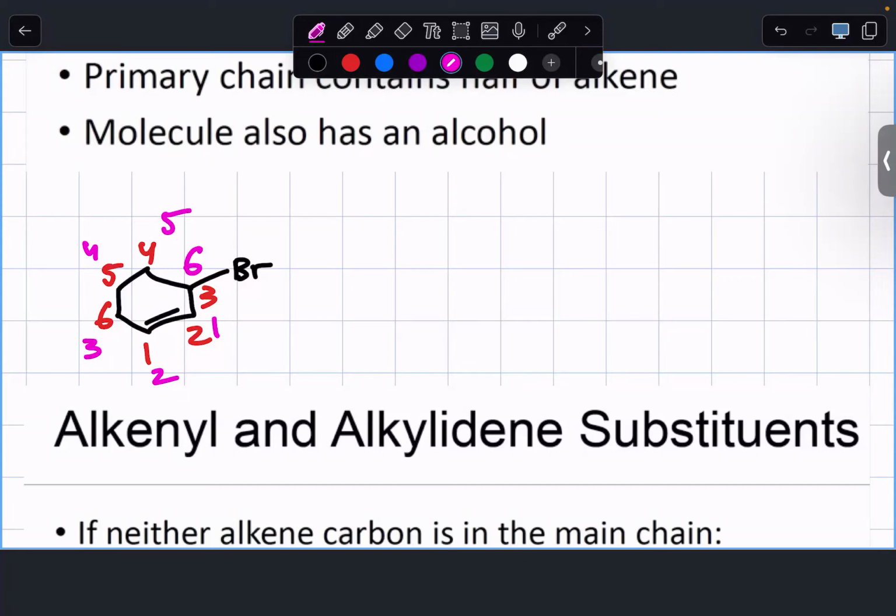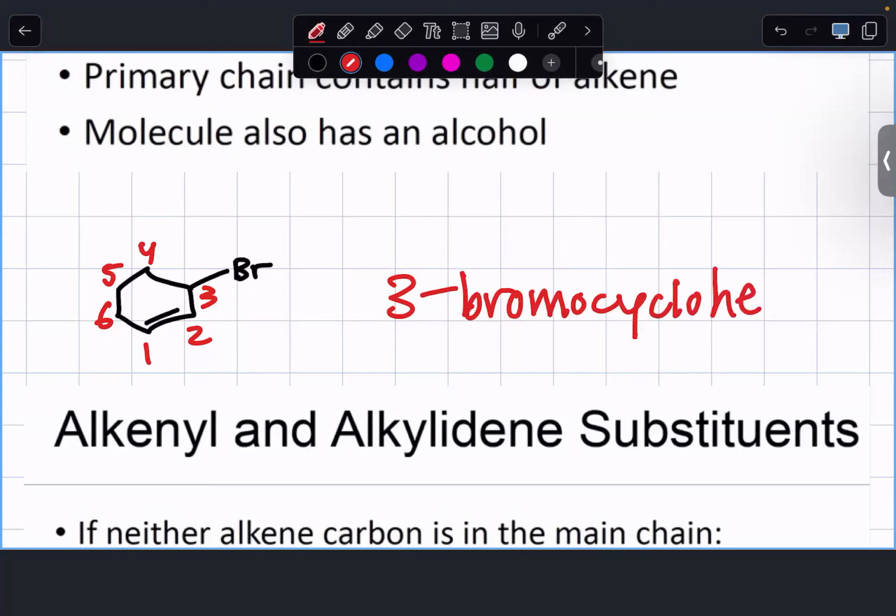Yes, alkenes take precedence over halogens. But it does not take precedence over alcohol. Alcohol has higher priority than alkene. So we know that we have a 3-bromo cyclohexene. The 1 is optional for the alkene here because it's automatically assumed that it's on carbon 1 of the ring.